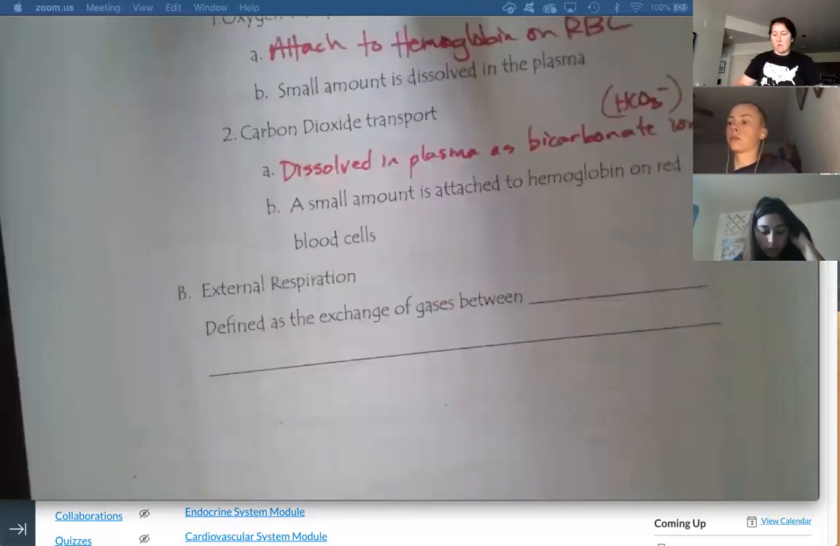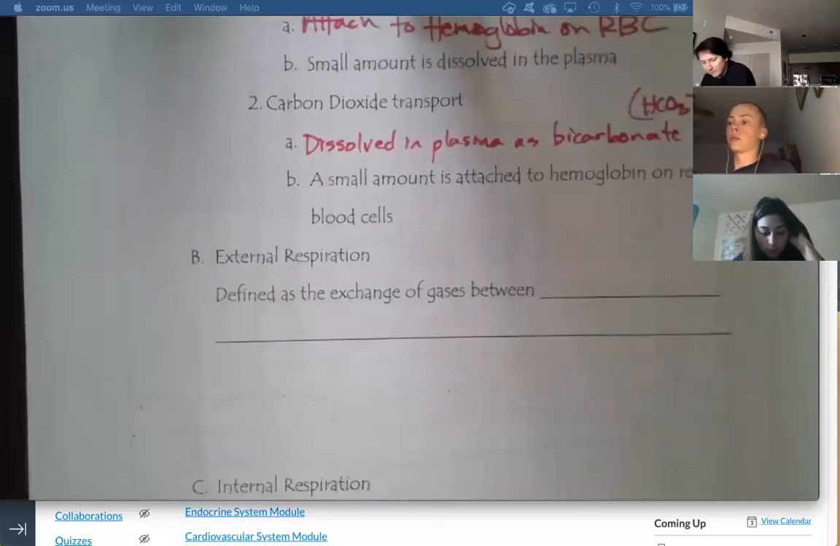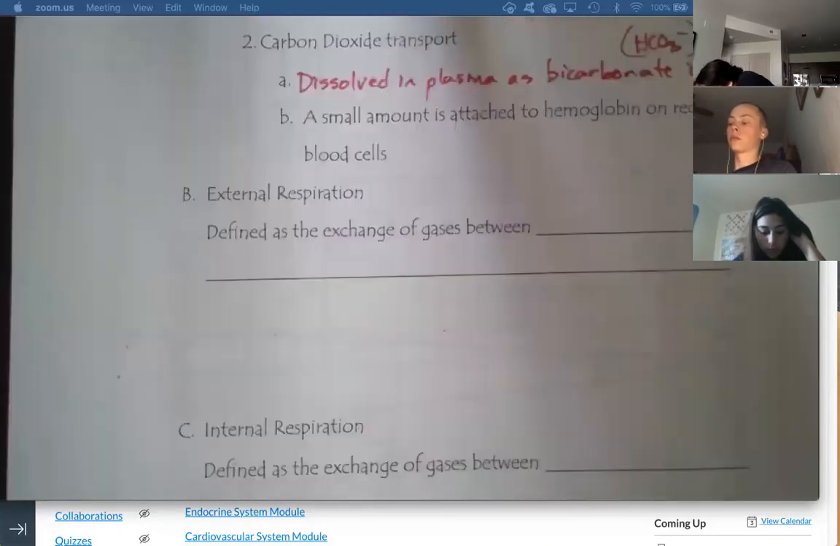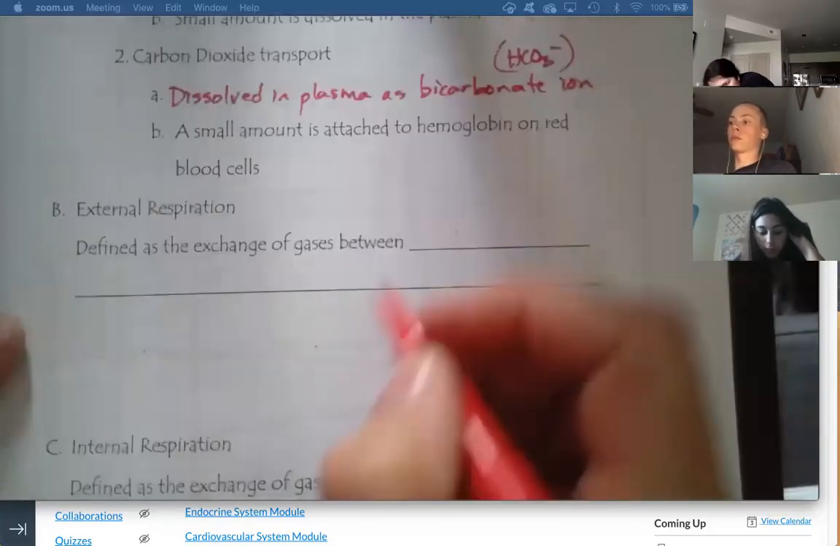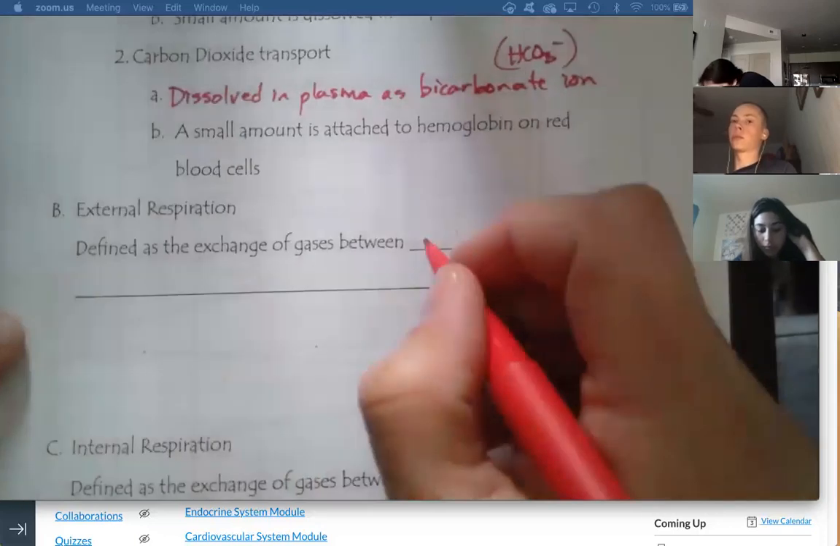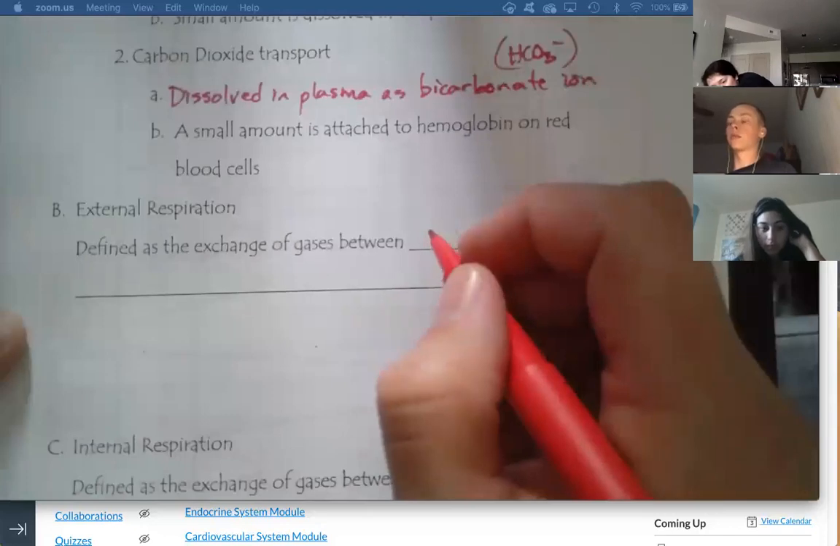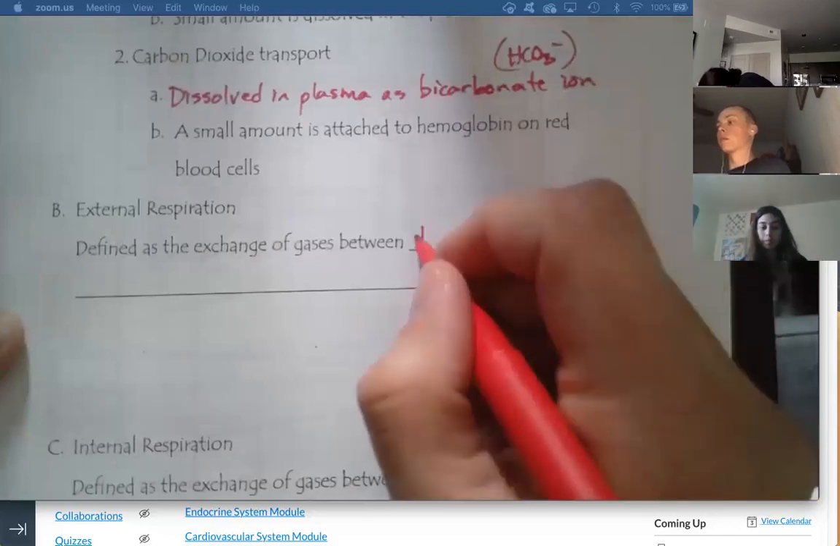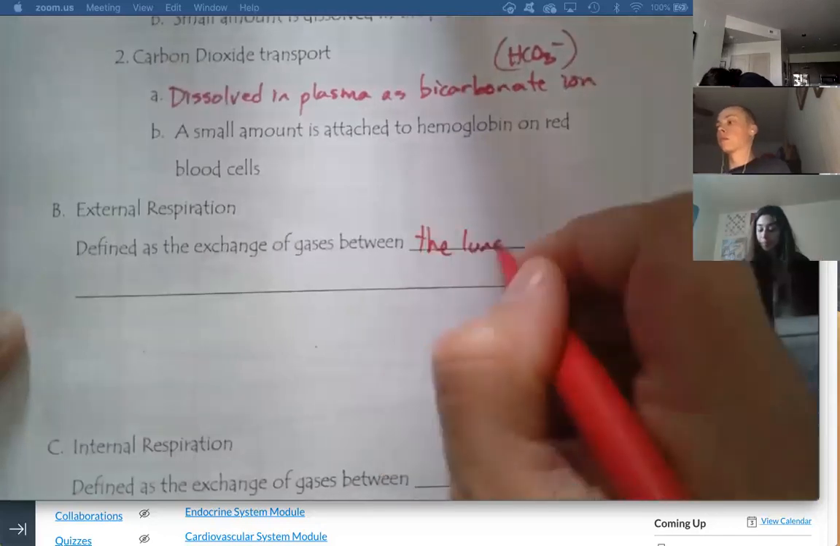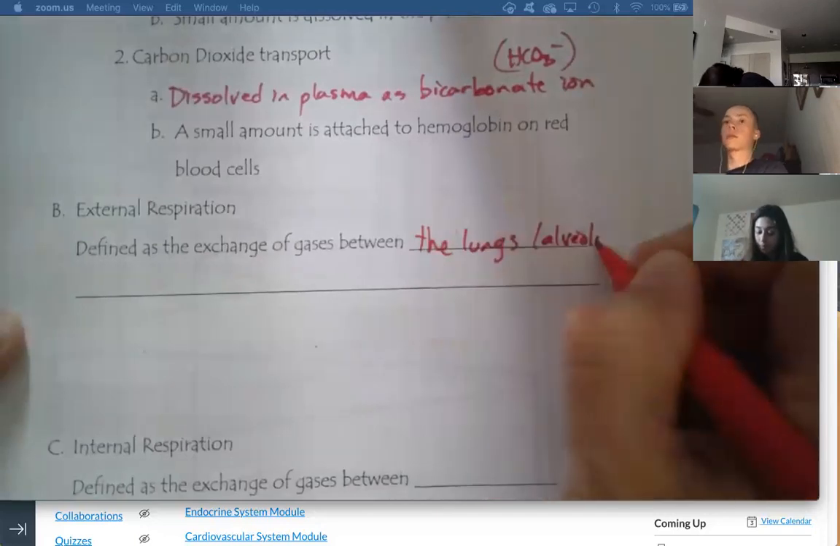So I'm going to draw this out. We're going to try to go through this a little bit quickly. This is a pretty simple process. This is once again diffusion that's happening here in respiration. Respiration is just the exchange of gases. So external respiration is the exchange of gases between the lungs, specifically the alveoli, and the blood.